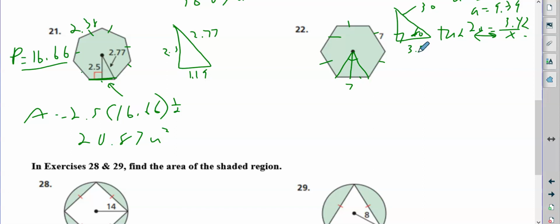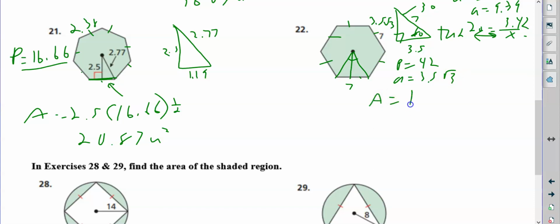On a 30, 60, 90, and that means we know that this is also 7. And the apothem is just simply 3.5 radical 3. Because we're going from the small side to the medium side, we multiply by radical 3. So our perimeter is 7 times 6, which is 42. Our apothem is 3.5 root 3.